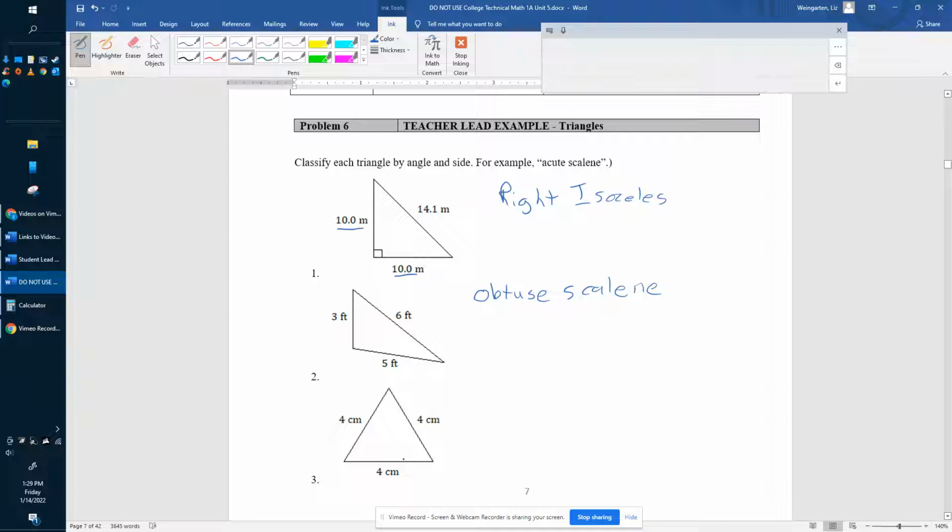See, an equilateral triangle, right? Because we have three equal sides, and all of the angles are acute. So this is an acute equilateral.